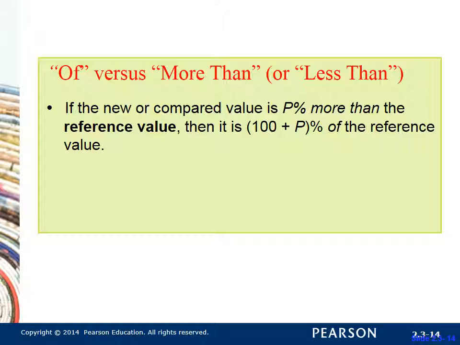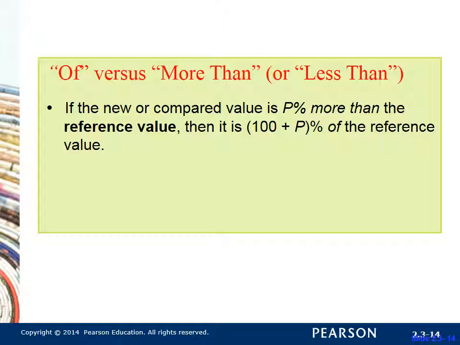But as soon as I see the more than or less than, here I have to be careful because I'm increasing the percentage, so I have to add to it. And 100% is one total thing, so I'm going to add to 100 to get an increased percentage. All right, so to this definition, if the new or compared value is p% more than the reference value, more than the one that you started with, then you find 100 plus p percent of the reference value.